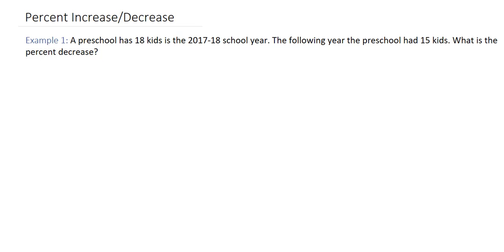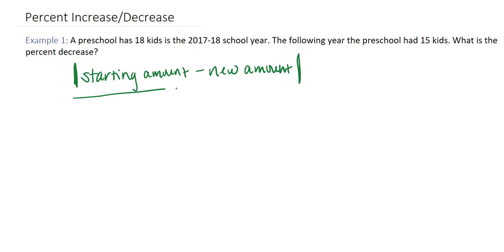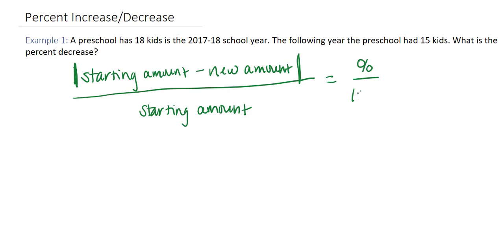So in order to find percent increase or decrease, we follow one equation. We have the starting amount minus the new amount, and we take the absolute value of that, and then we put it over the starting amount, which is equal to the percent over 100. So what are we looking for? We're going to be looking for that percent right there.